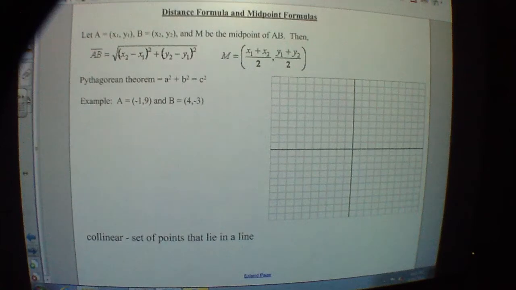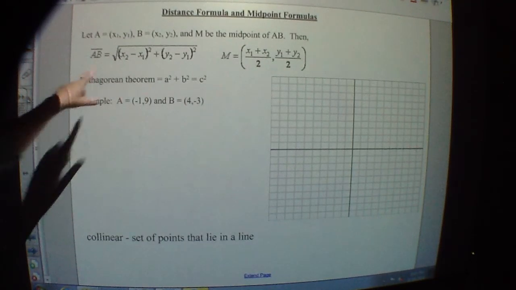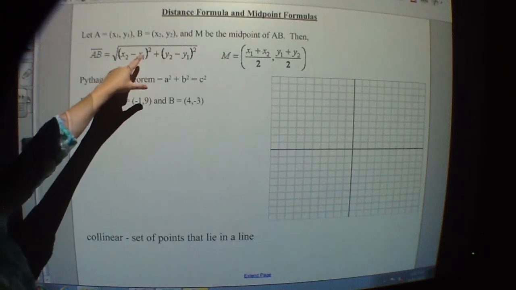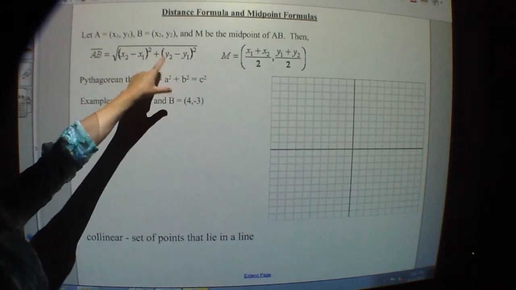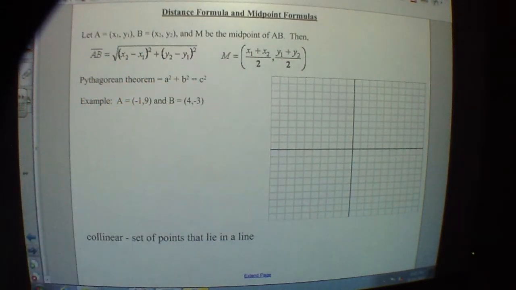Distance formula and midpoint formula. The distance formula, if you have a point A, which is x sub 1, y sub 1, and a point B that is x sub 2, y sub 2, the distance formula is the square root of the quantity x sub 2 minus x sub 1, quantity squared, plus y sub 2 minus y sub 1, quantity squared.